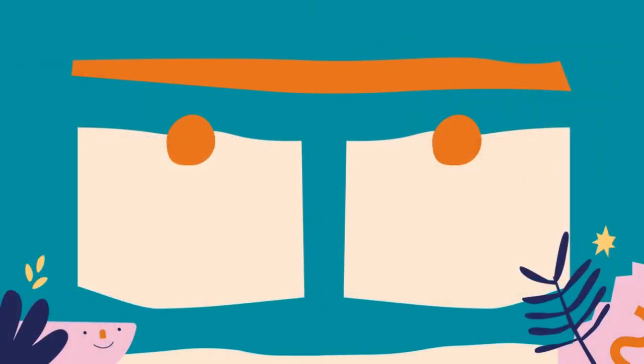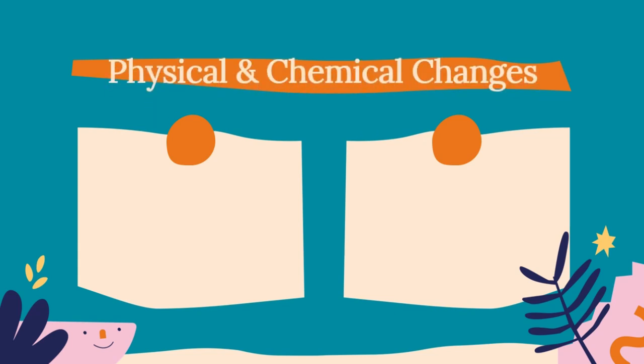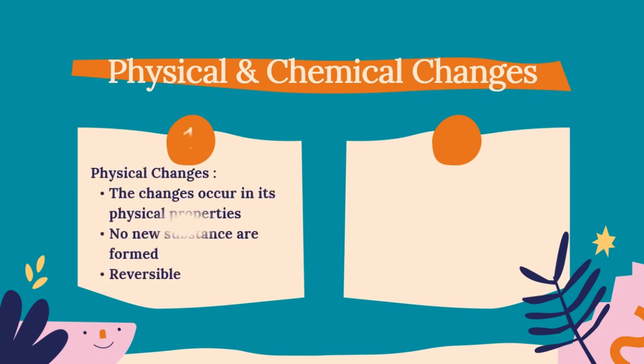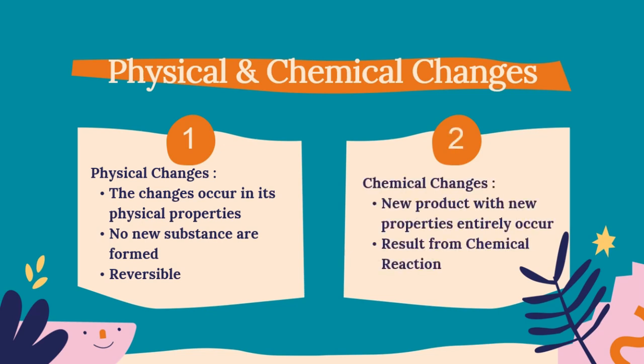But it is better if we review physical and chemical changes. Here I have a key term about physical changes. Physical changes are changes that occur in physical properties, like size, shape, and appearance, but not the structure or molecular composition. No new substances are formed, and physical changes are reversible. While in chemical changes, new products with new properties occur, and they result from chemical reactions. In other words, a chemical reaction always results in chemical changes.